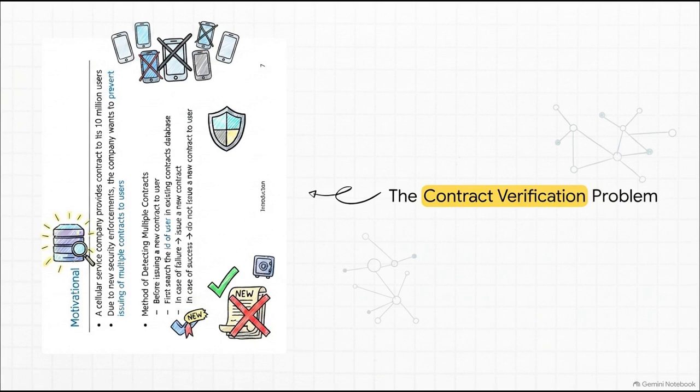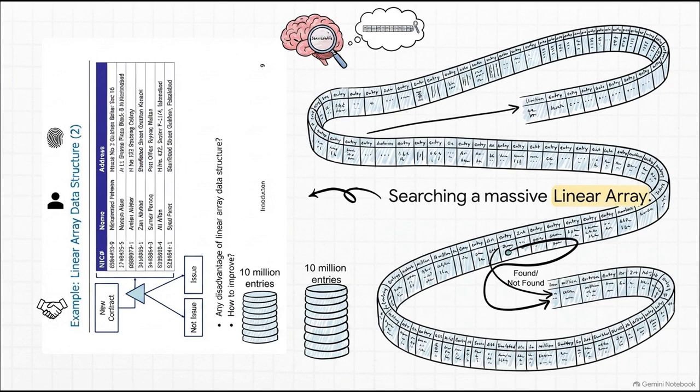If we build this verification protocol using a basic linear array, our database is literally just one massive flat list. We have 10 million continuous entries made up of 3 fields: a national identity card, or NIC number, a name, and an address. This could just be a structured array or an array of class objects. A new request comes in, the system starts searching through this huge array and then branches to not issue or issue, depending on whether it hits a match.